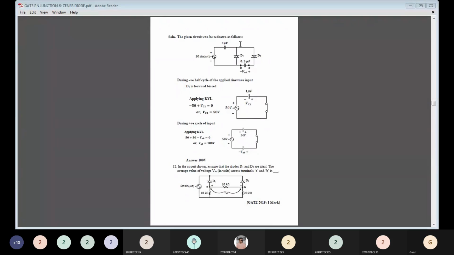We just redrew the circuit as given in the figure. During the negative half cycle of the applied sine wave input, D1 is forward biased. Applying KVL, minus 50 plus VC1 equals 0, or VC1 equals 50 volt. During the positive cycle of input, applying KVL, 50 plus 50 minus VAB equals 0, and VAB equals 100 volt. So the correct option is 100 volt.